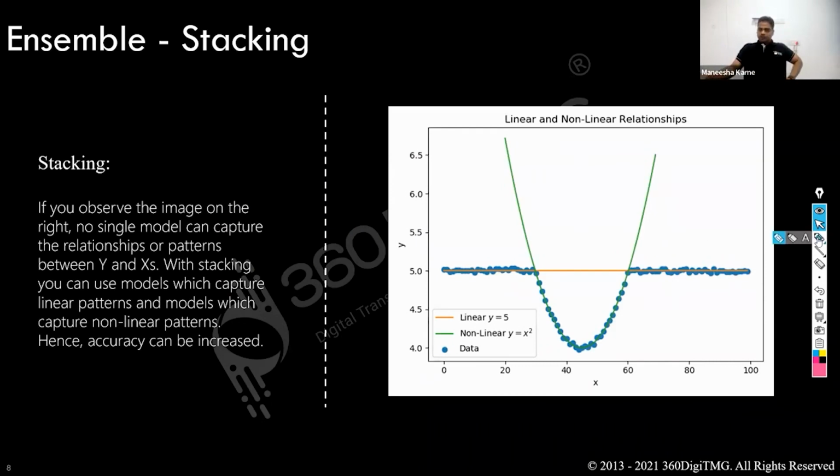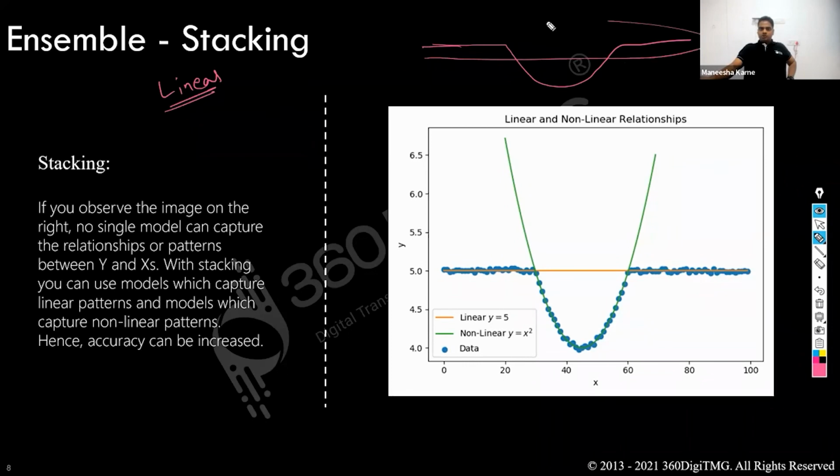What is the advantage? If you look at this data set, suppose the patterns in the data are like this. When you apply something called linear regression, it will capture this line. This curve will not get captured. The patterns in the line get captured when you use linear regression.